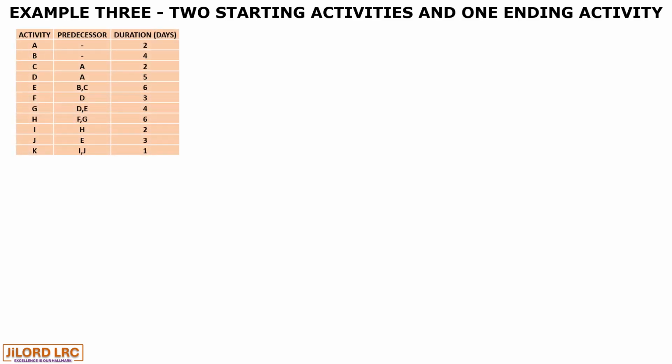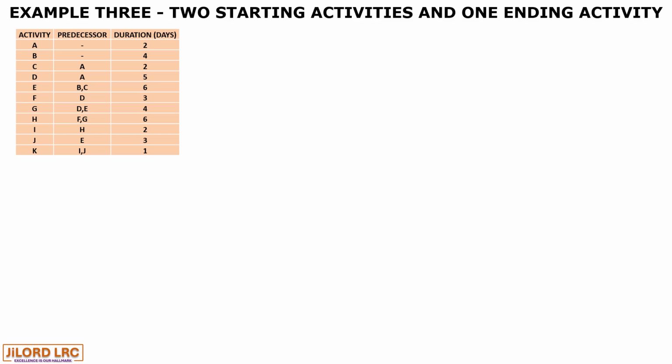Let us take a look at another example, example 3. This example has two starting activities and one ending activity. We are presented with this table with activities starting from A and ending at A, and with predecessor activities and duration in days. As usual, we will sketch the network diagram before we proceed and draw it finally. So let's start with the sketching.